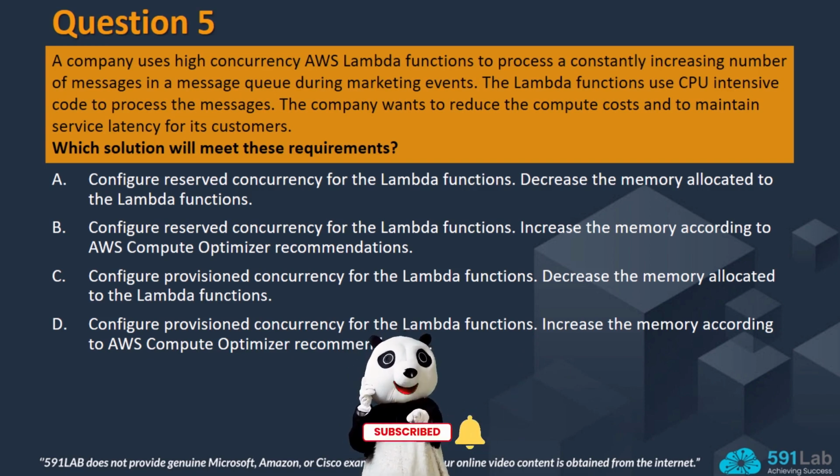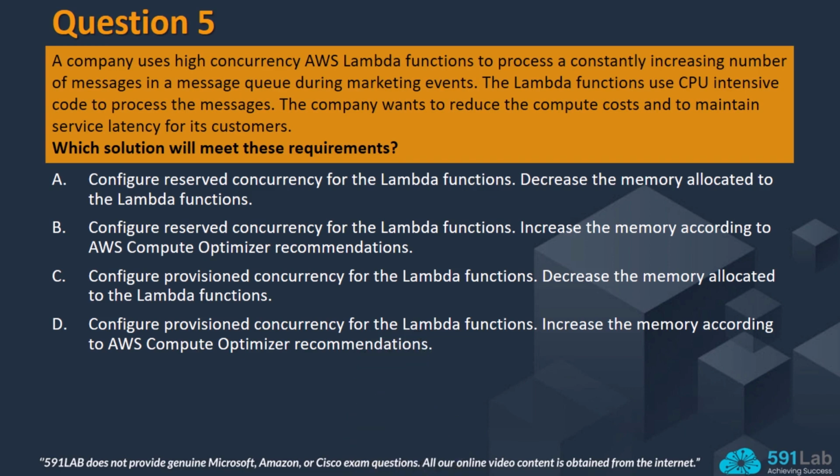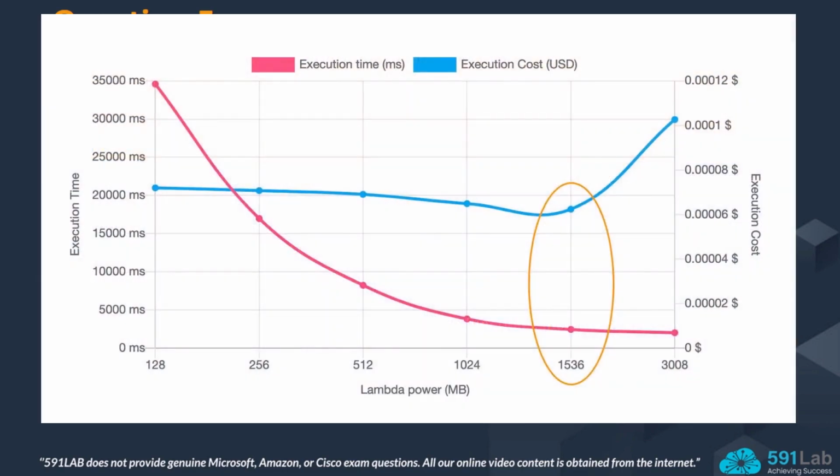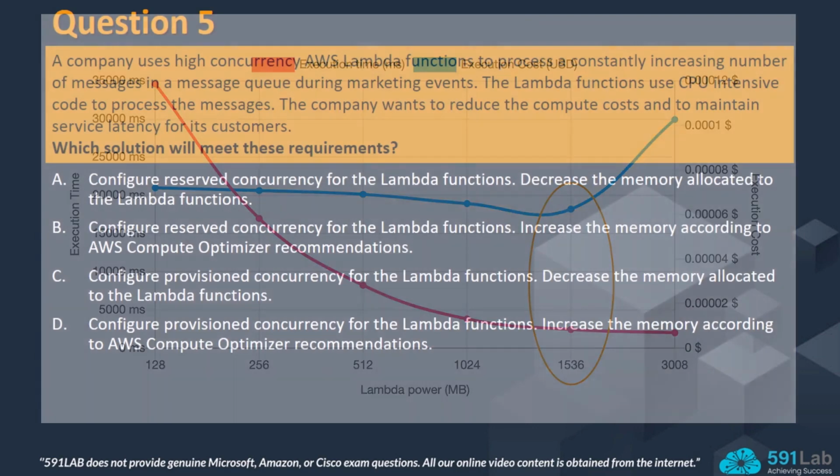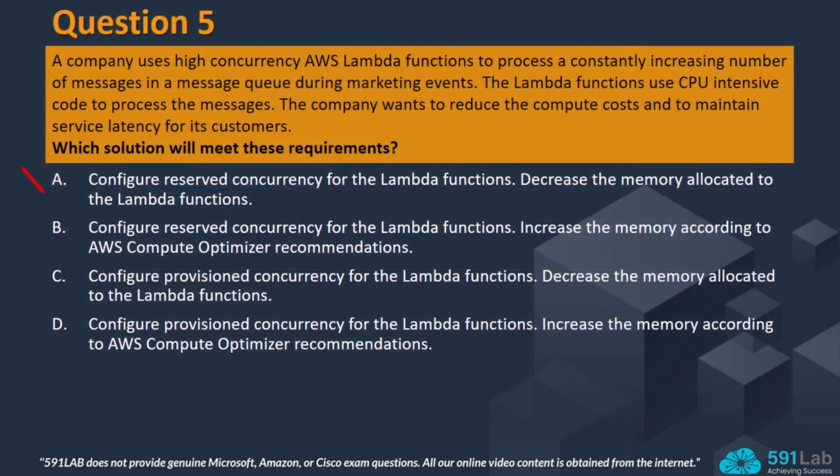Option A. Configure reserved concurrency for the Lambda function, decrease the memory allocated to the Lambda functions. Configuring reserved concurrency helps control the number of concurrent executions, but decreasing memory might negatively impact CPU-bound workloads. It's usually more effective to increase memory for CPU-intensive tasks, so this is not the correct answer.